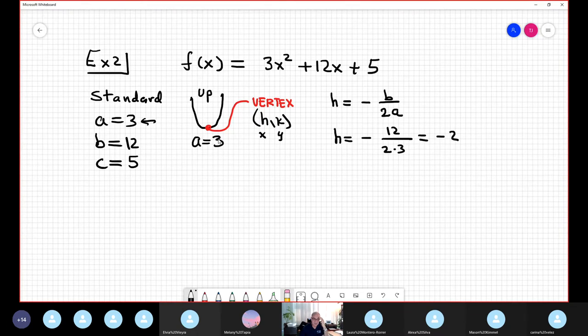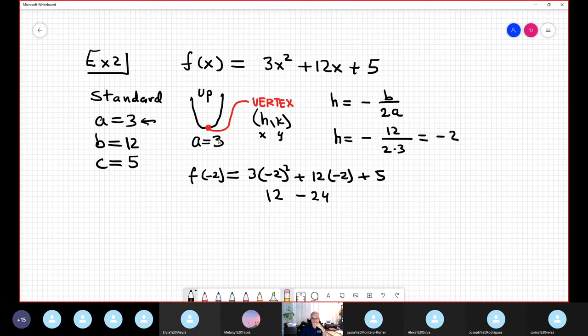In order to find the y, it's easy. You don't necessarily need to remember the long, stupid formula. You plug negative 2 into the original function, because I have in my hand the x value that you need to find the y value. It's 3 times negative 2 squared, plus 12 times negative 2, plus 5. Negative 2 squared is positive 4. Positive 4 times 3 is 12. This is negative 24, it's obvious, right? And this is 5. The subtraction is negative 12, and negative 12 plus 5 is negative 7. This is the k value. So our vertex is located at the point negative 2, negative 7.